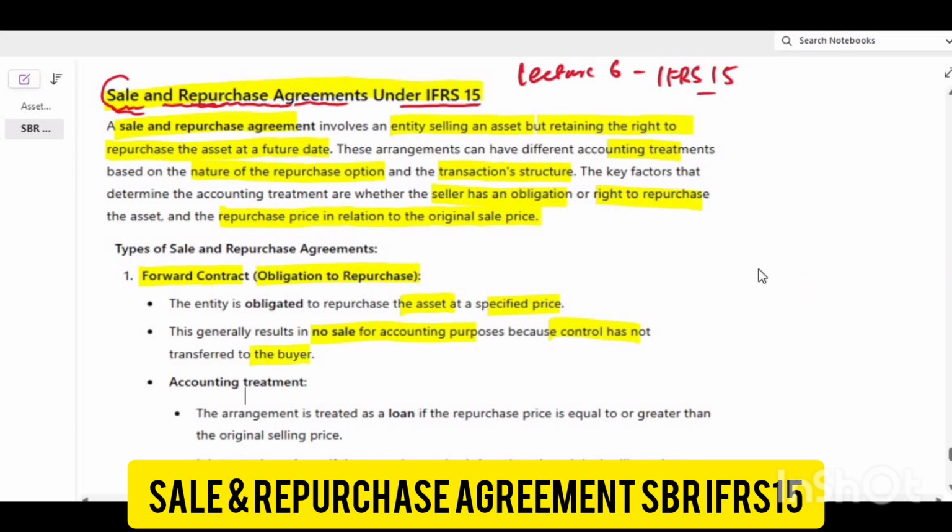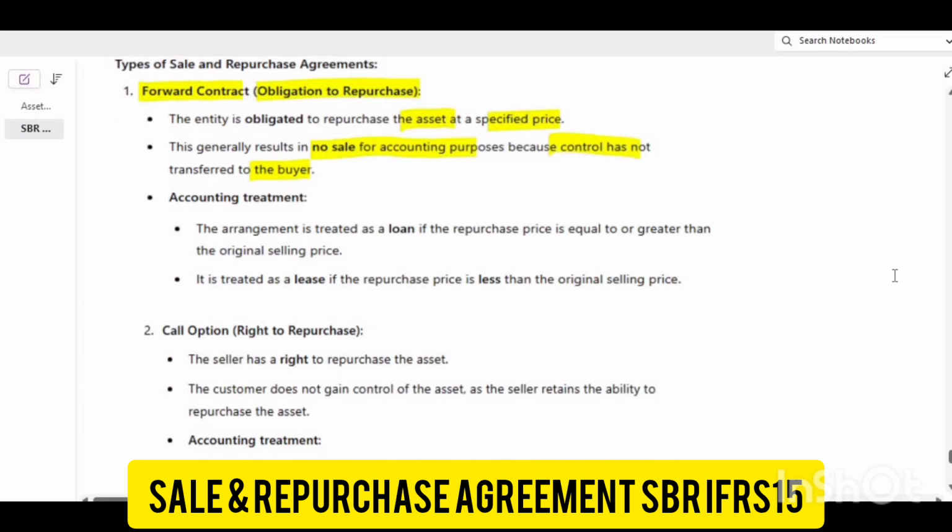Now, how will you treat this? It will be treated as a loan if the repurchase price is equal to or greater than the selling price, and it will be treated as a lease if it is less than the original selling price. If you have a call option, meaning the right to repurchase, then the seller has the right to repurchase the asset. The customer does not gain control of the asset, and the seller retains the ability to repurchase the asset.